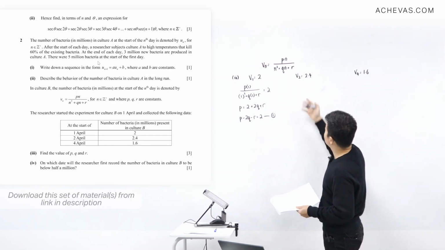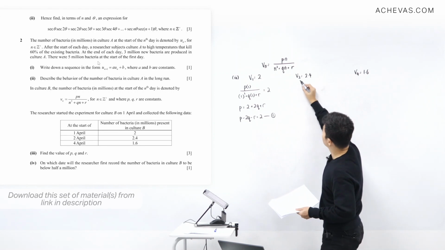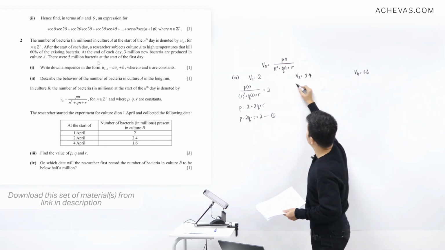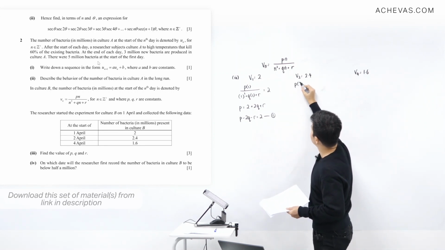For the second equation, it is going to be coming from here. It is when n is equal to 2. So it is going to be P times 2 divided by 2 squared plus Q times 2 plus R.